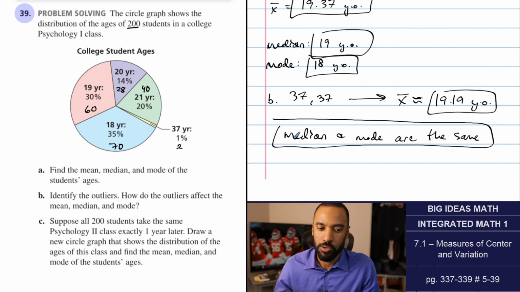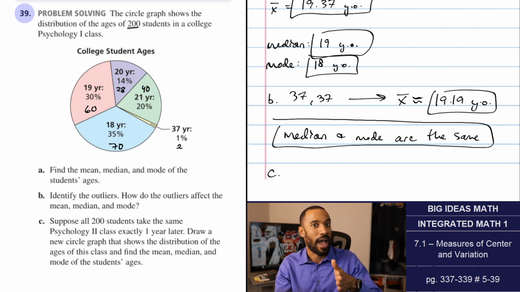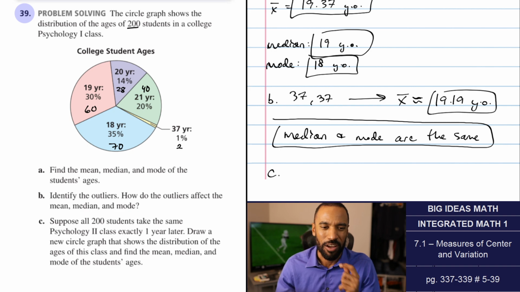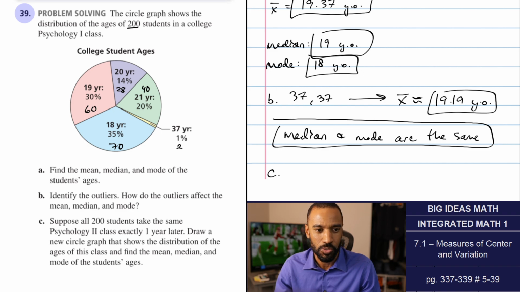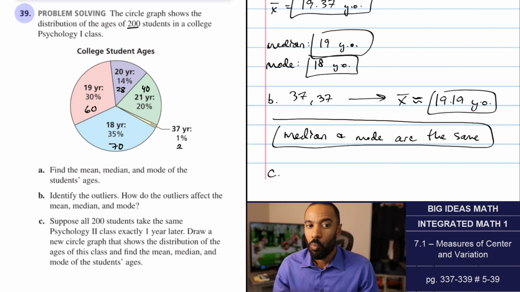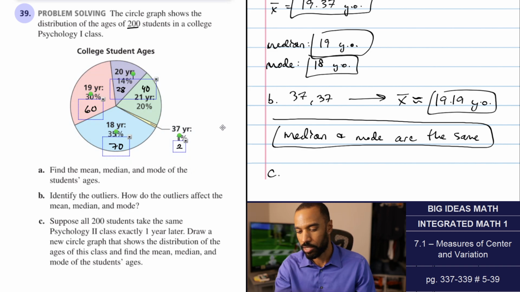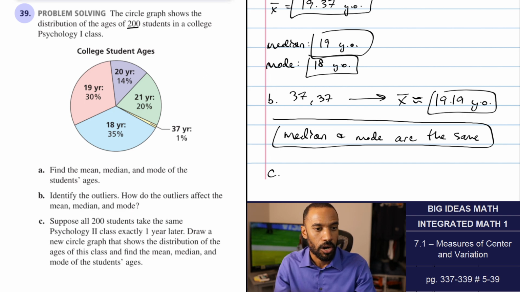Last one, part C. Suppose all 200 students take the same Psychology 2 class exactly 1 year later. You're adding a year to everybody's age. Draw a new circle graph that shows the distribution of the ages of this class and find the mean, median, and mode of the students' ages. Well, I guess I can get rid of the quantities I have. The only thing that's going to change are their ages.